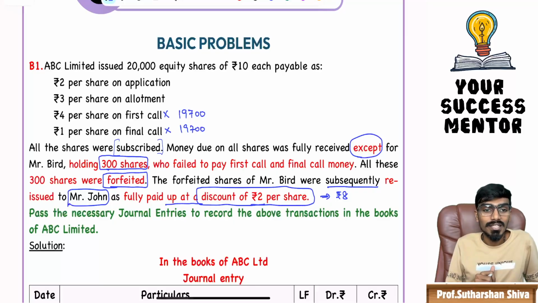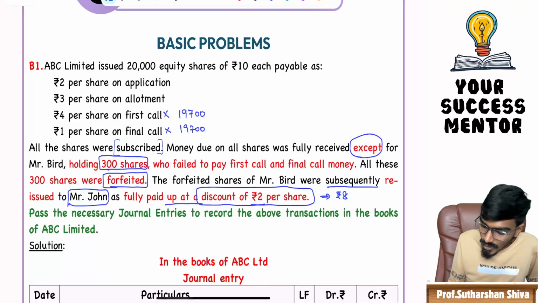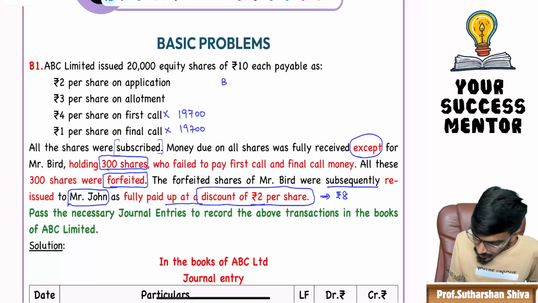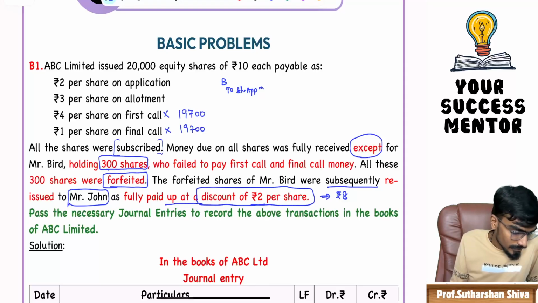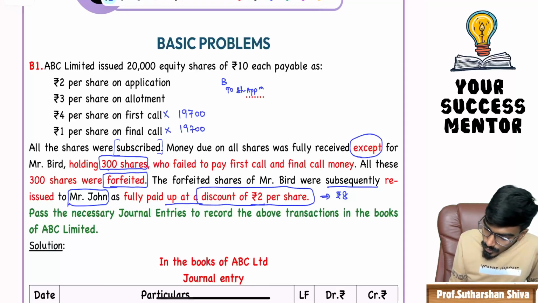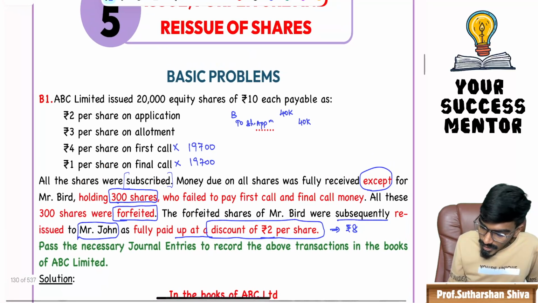Now, you guys think and tell me. For one question, one person will take for basics. Otherwise, afterwards, I will decide whom to do. Now, come, Sharon. What is the first entry we should pass? Bank account to equity share application. What is the value we should put? 2 into 20,000, which is going to be 40,000. Perfect.